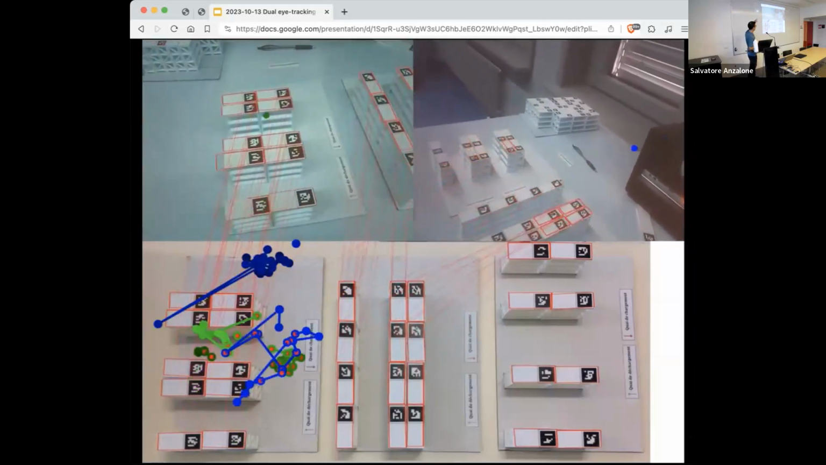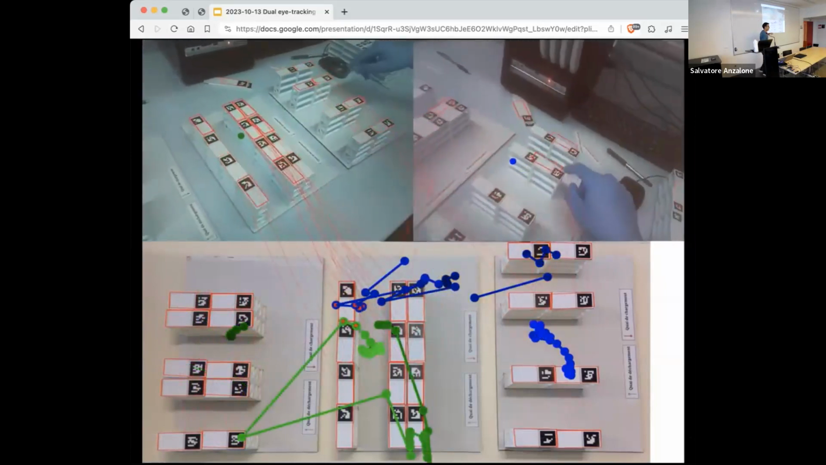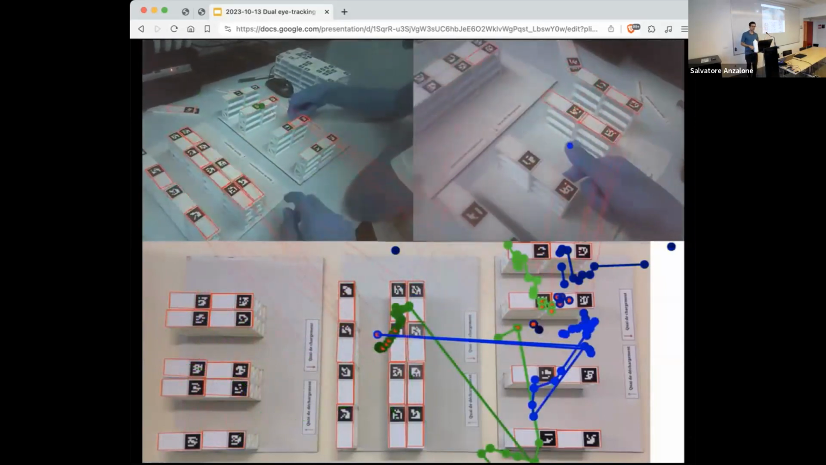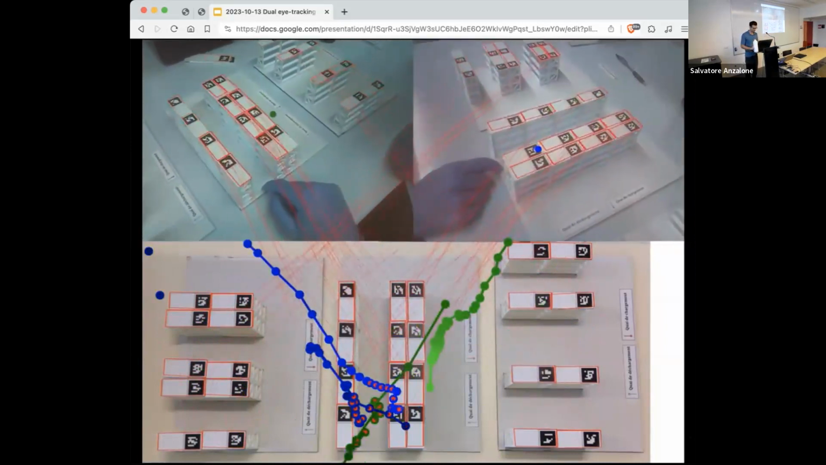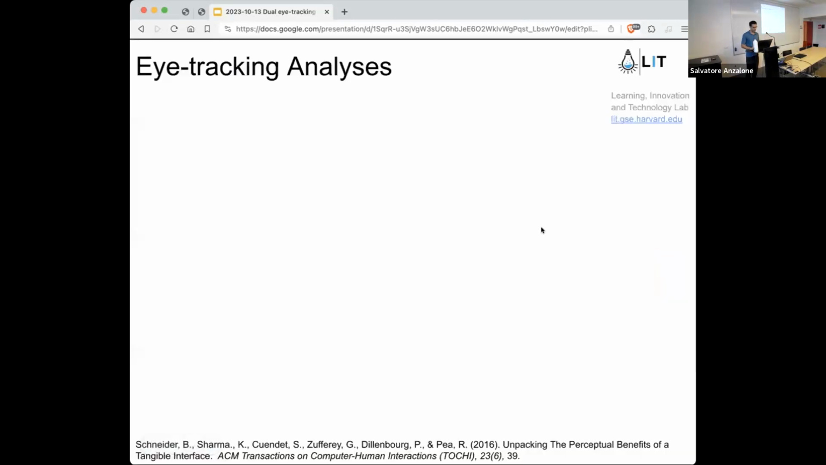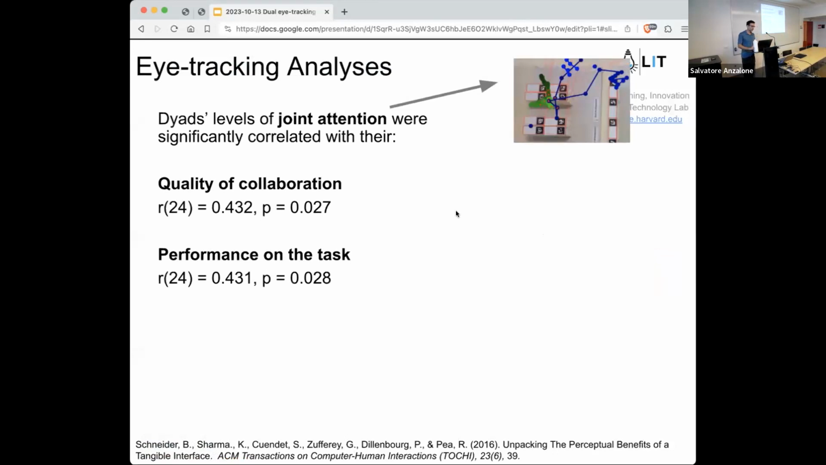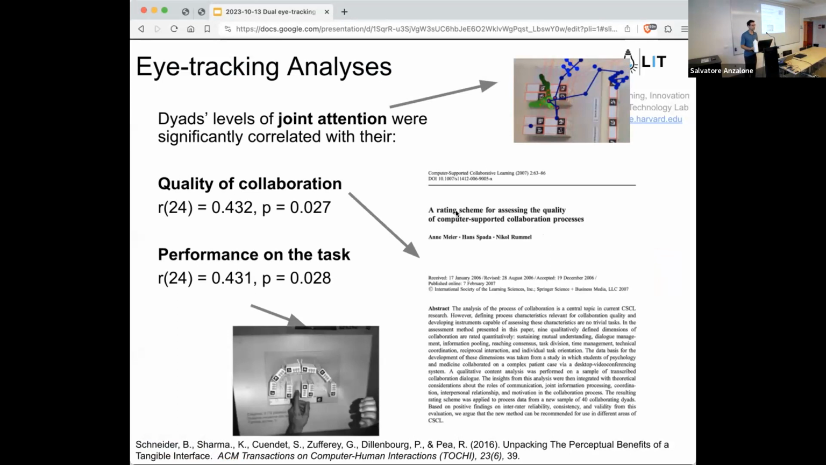So you can see here the perspective of those 2 people working together at the top, and you can see their gazes on the bottom, looking at different warehouse layouts, trying to analyze them and figure out which one was more effective according to different criteria. So in this study, we also found that levels of joint visual attention was significantly correlated with people's quality of collaboration using this rating scheme, and also the performance on the task. So the quality of basically the layouts that is designed at the end.